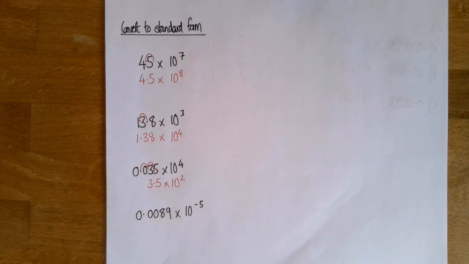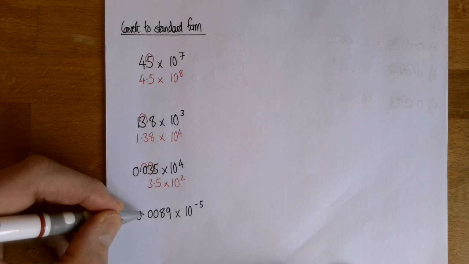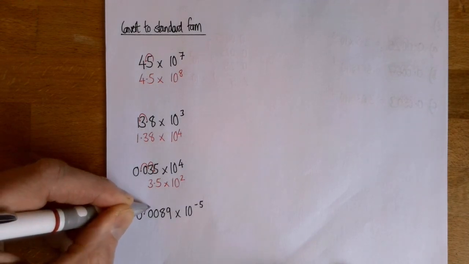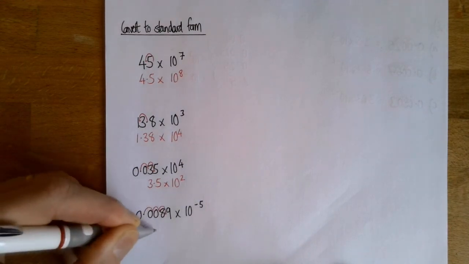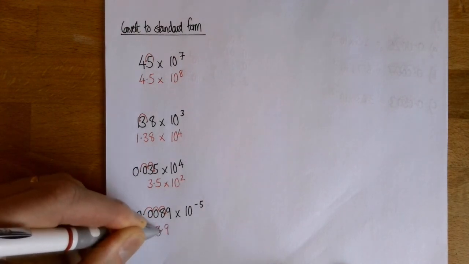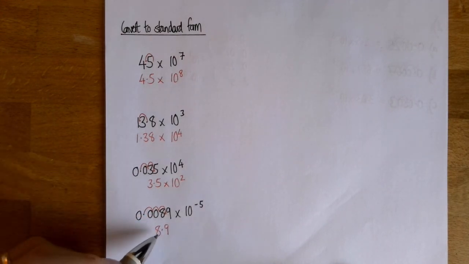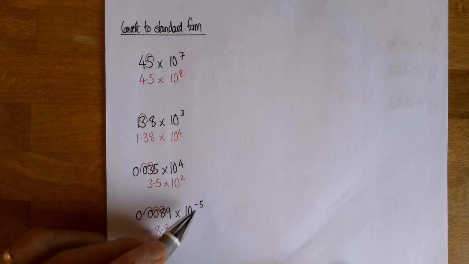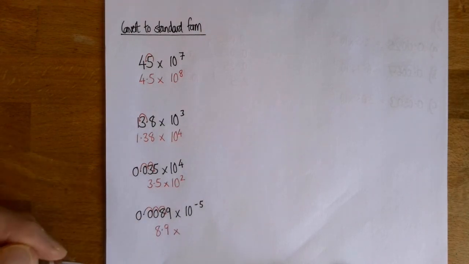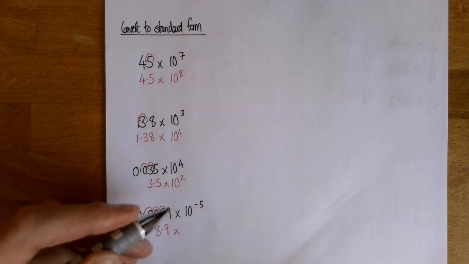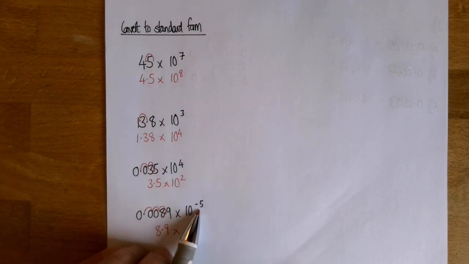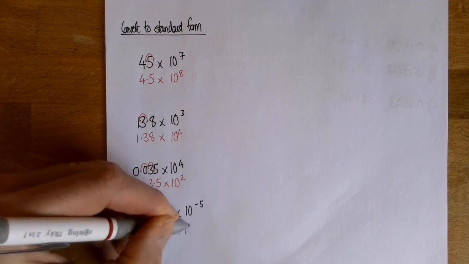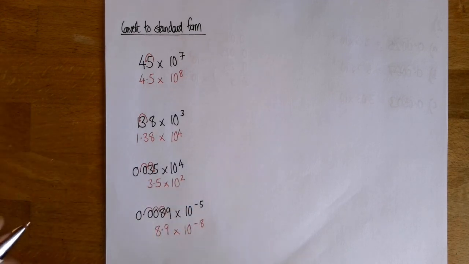Now this last one is fiddly. There's no two ways about it. I need to make this number here 1, 2, 3 jumps bigger. I need to multiply it by 10 to the power of 3. I've made this side bigger by 3 jumps, so this side needs to become 3 jumps smaller. And this is the fiddly bit. 3 smaller than minus 5 is minus 8. It's very easy to get that confused and put minus 2, but you've got to remember that with negative numbers, the smaller you get, the more negative it gets.